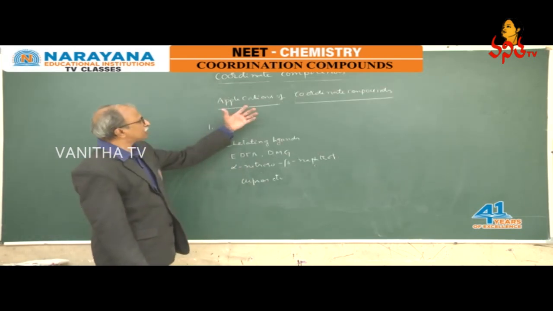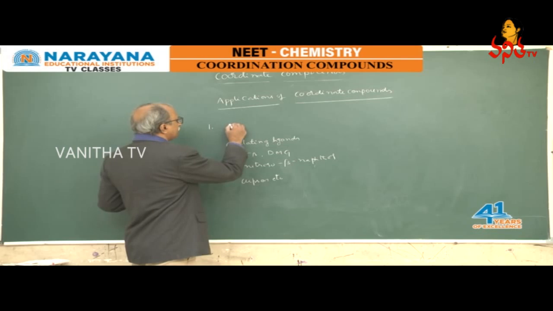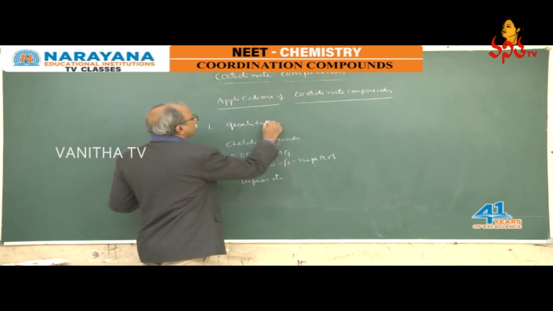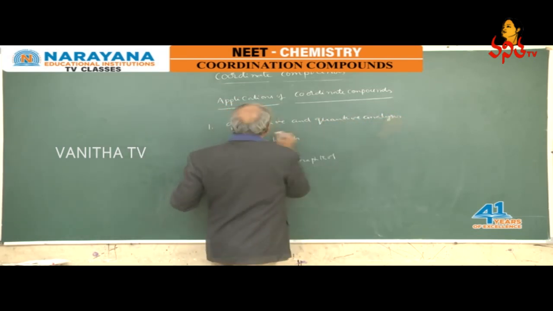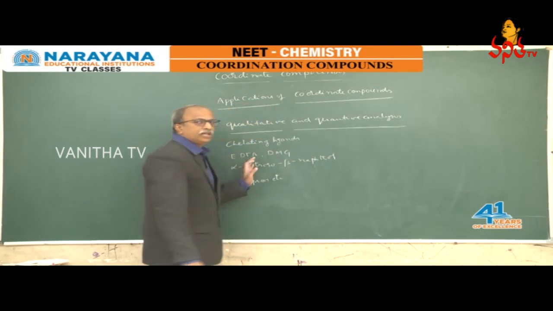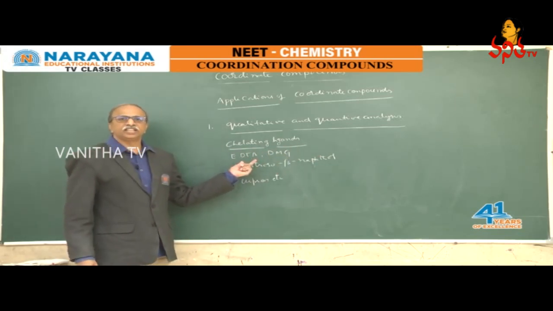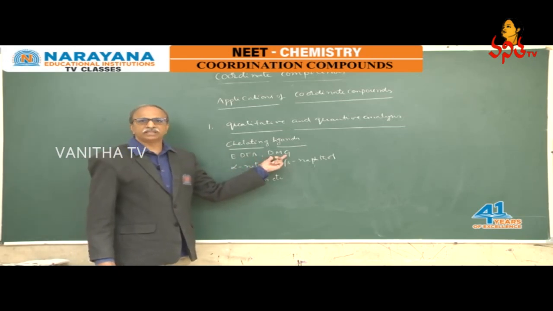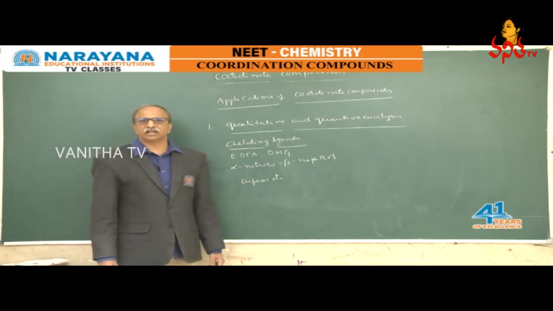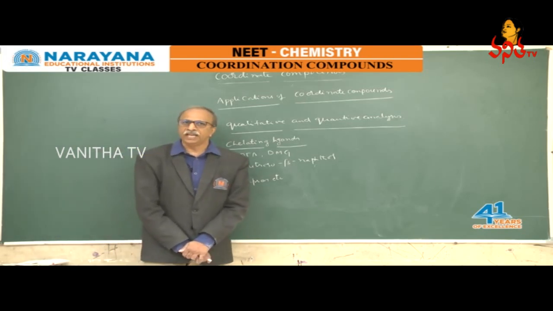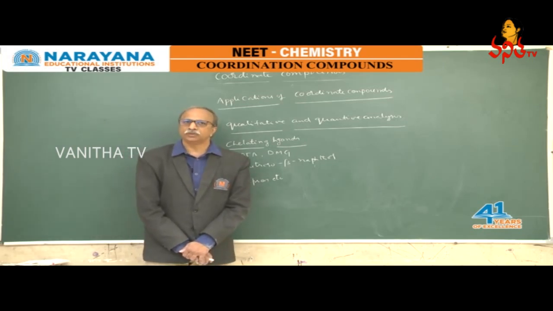Let us look at the applications of coordination compounds in various areas. One is in qualitative and quantitative analysis. In this case, we generally use chelating ligands such as EDTA, ethylenediaminetetraacetate, DMG, dimethylglyoxime, alpha-nitroso-beta-naphthol, or cupron, etc. This type of chelating ligand plays a very important role in qualitative as well as quantitative analysis.